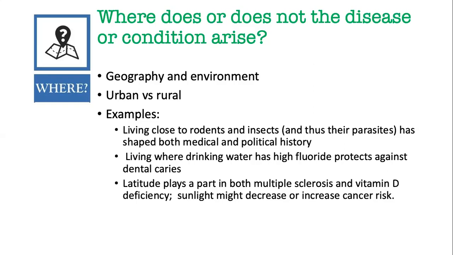No? Latitude plays a part in both multiple sclerosis and vitamin D, because sunlight can help decrease the incidence of multiple sclerosis and vitamin D deficiency. But in turn, there are also certain latitudes that have an increased cancer risk because of the exposure to sunlight as well. As we know, for example, in Australia, they have a high incidence of skin cancer because of the degree of sunlight exposure that they get, as well as their characteristic as Caucasian individuals.